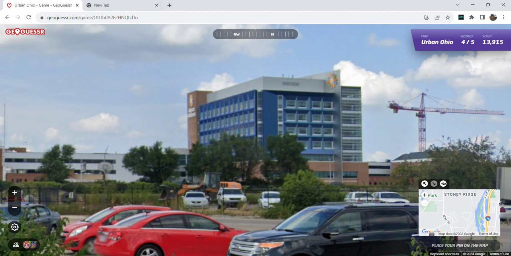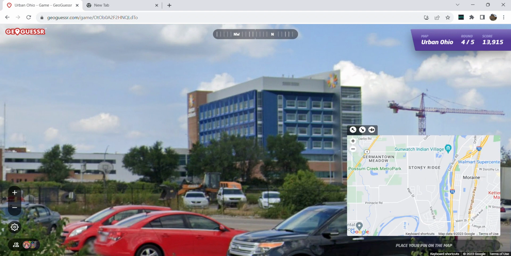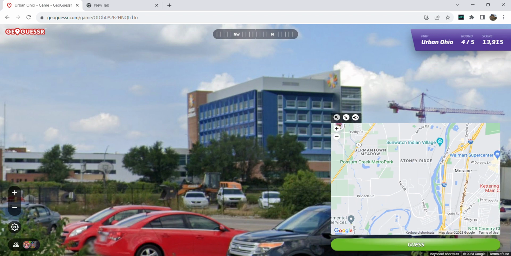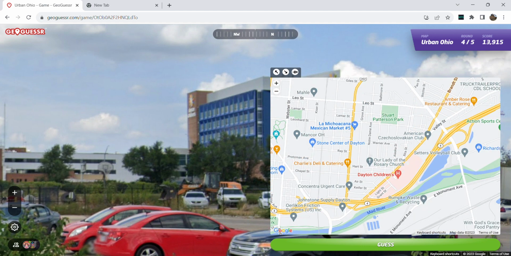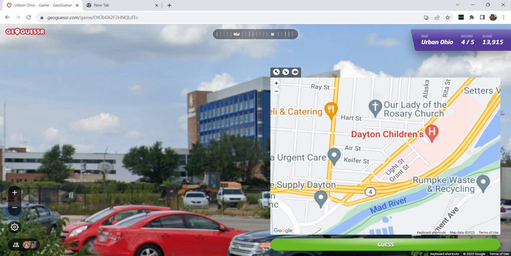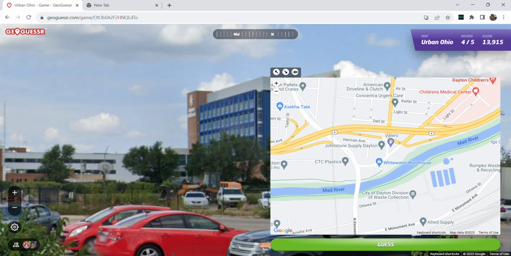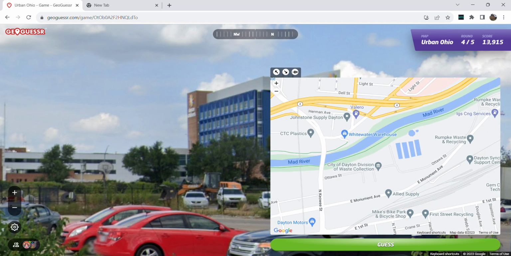Dayton Children's? Dayton Children's Hospital? Where is that? Right there. Okay. So yeah, was that the Mad River we were looking at? I think it might be. There's Ottawa Street. Okay, cool.